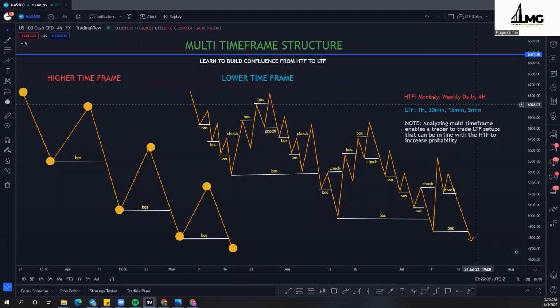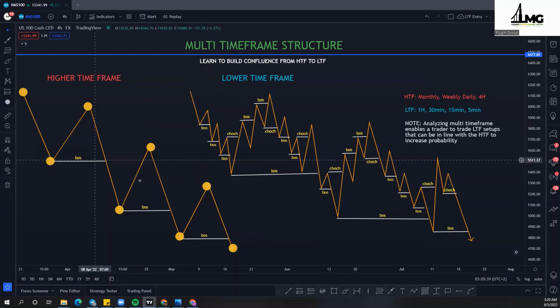So from here, I highlight what we consider as higher time frame. From the higher time frame, we consider monthly, weekly, daily, and 4 hour. Then lower time frame, we consider 1 hour, 30 minutes, 15 minutes, 5 minutes, and everything below 1 hour is lower time frame. So there's a note here where I say analyzing multi-time frame enables a trader to trade lower time frame setups that can be in line with the higher time frame to increase probability.